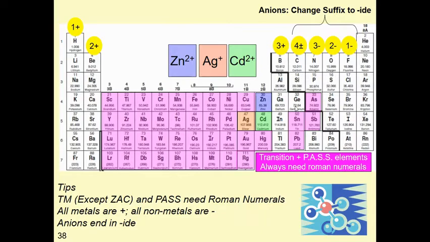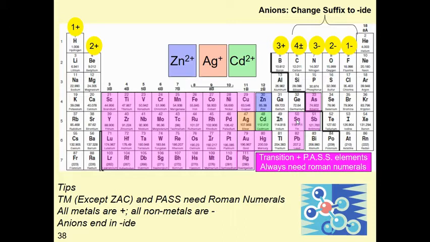Okay, then there are these four over here. We call these the PASS elements. It's lead, arsenic, tin, and antimony. These guys are not transition elements. However, they also have variable charges. So what that means is when we give the name of these guys, we must say what charge they might have in that situation. Okay? So just keep that in mind.